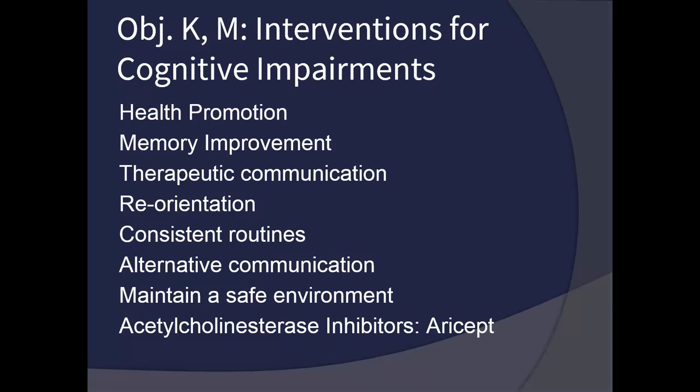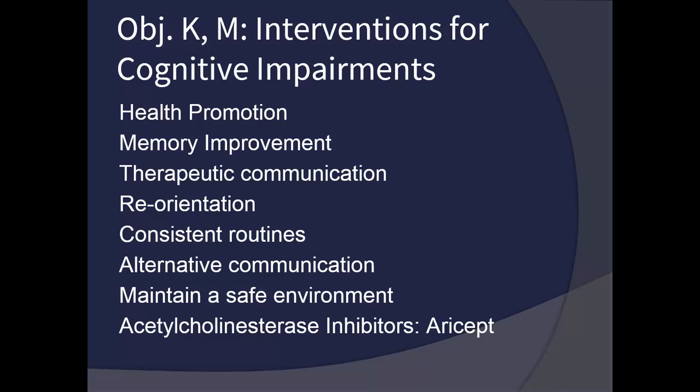So some more interventions are things like health promotion, nutrition, exercise, stress management, socialization. Memory improvement includes stress reduction, adequate sleep and rest. Mental exercise like crossword puzzles can be important and helpful. We can use therapeutic communication with our patients, and we always should try to do this. We can reorient to person, place, and time as appropriate, but like I said, sometimes this can make agitation worse if the patient has dementia.